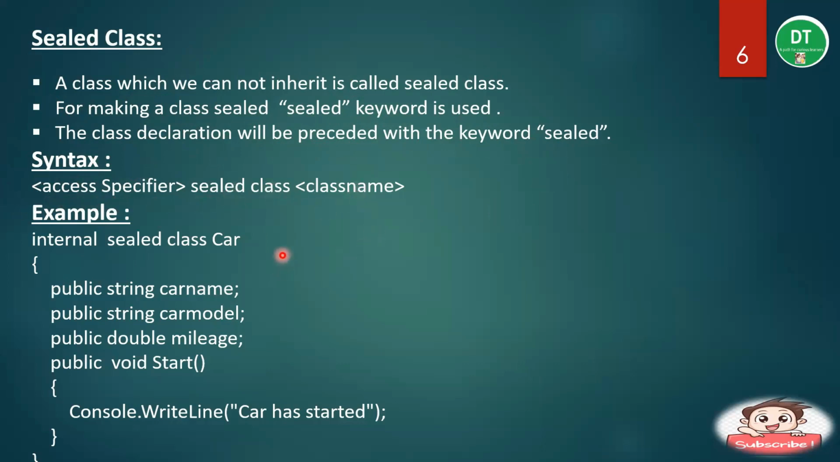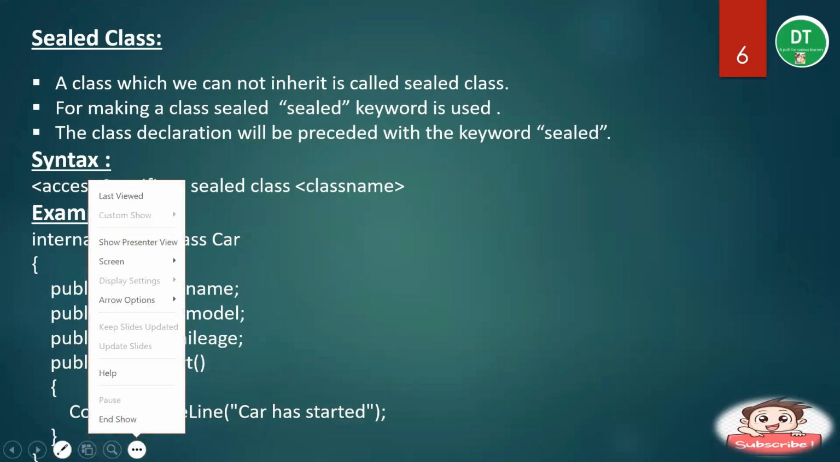And in the example, you can see that here I have created one class car, which is sealed because it is preceded with the sealed keyword. Here some variables are there, and a start method is there. This start method will print car has started. Now we'll see this in our Visual Studio with the example.